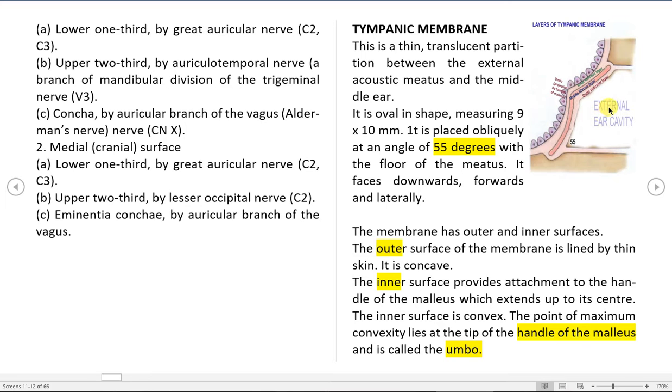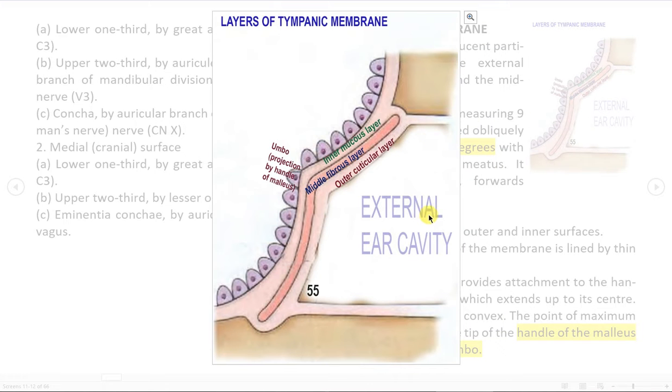In this diagram, this is external ear cavity. It ends here, the tympanic membrane. This membrane is made up of three different layers: outer, middle, and inner. They have three different names and three different origin of embryo. That is three different germ layers. As you already know, ectoderm, mesoderm, and endoderm.